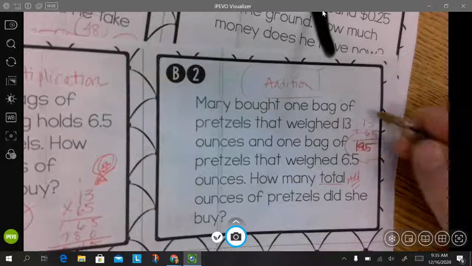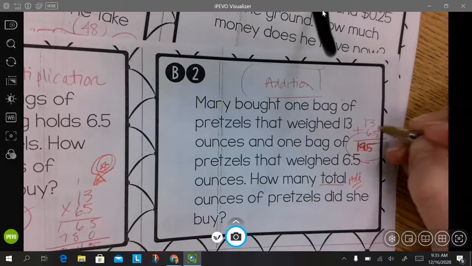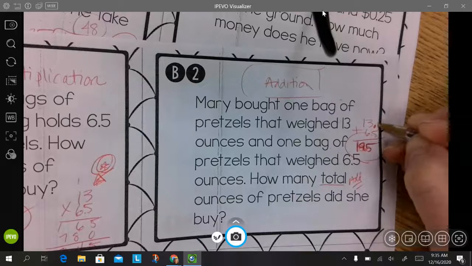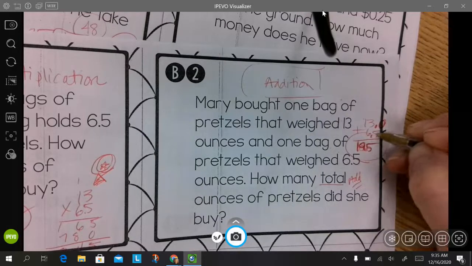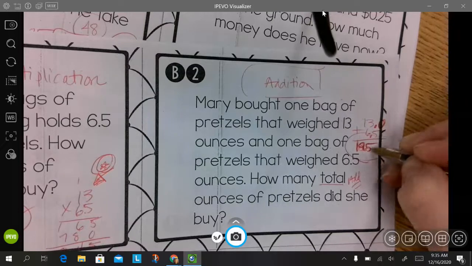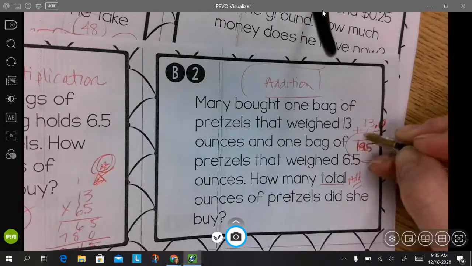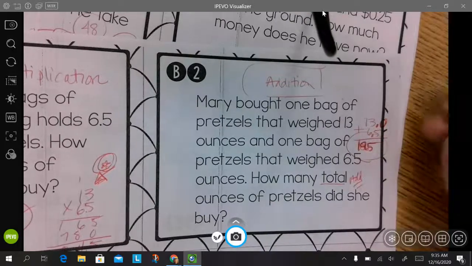But the hard part is with decimals, you want to make sure that you have 13 wholes, 0.0, all right, plus 6.5. And then add them up. 0 and 5 is 5. 3 and 6 is 9. 1, there's nothing there. That's 1. So it's 19.5. Okay? Check your work.